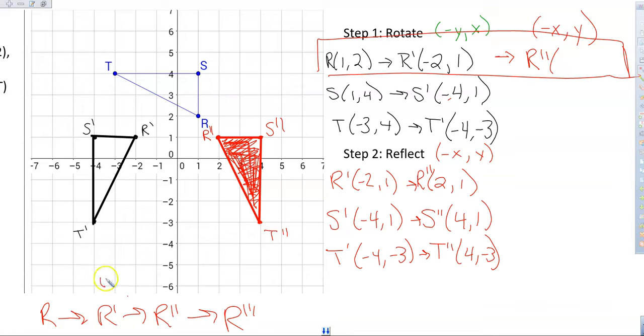I just like to write whatever the rule is above it, and that way it helps keep me on track. And you can see kind of where you went wrong when you make your notations like this and when you write things out like this.